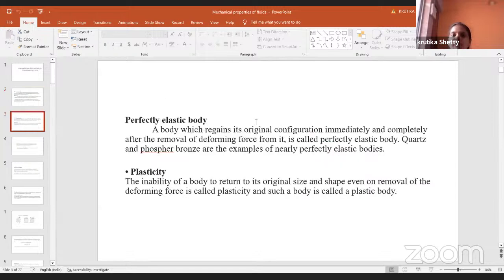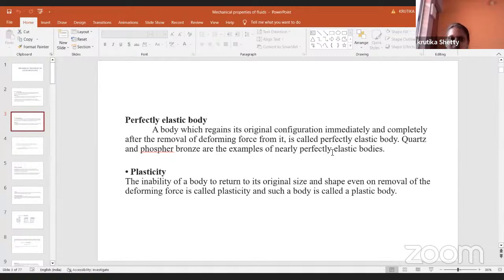Okay, the next, perfectly elastic body. In nature, actually we don't have perfectly elastic bodies. So a body which will regain its shape 100%, if it regains its shape 100%, we call it a perfectly elastic body. So for nearly perfectly elastic bodies, the examples we consider are quartz, phosphor bronze.